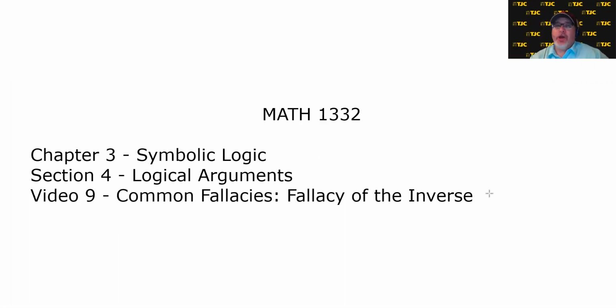In the previous video, we discovered an invalid argument form called the fallacy of the converse. The reason people fall for it is because they incorrectly assume that if you have an if-then statement, a conditional, you can arbitrarily switch the order of it, in other words, form the converse, and everything's okay, except it's not, because a converse and a conditional are not logically equivalent.